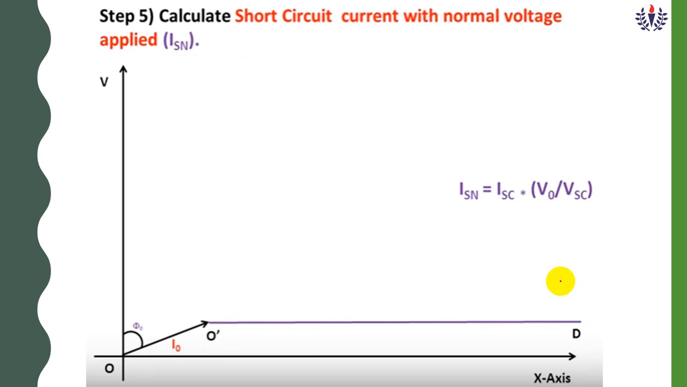Then we have to measure ISN equals ISC into V0 by VSC, where ISC is the short circuit current, V0 is the voltage, and VSC is the short circuit voltage. This ISN is the short circuit current at the normal voltage which we are applying.